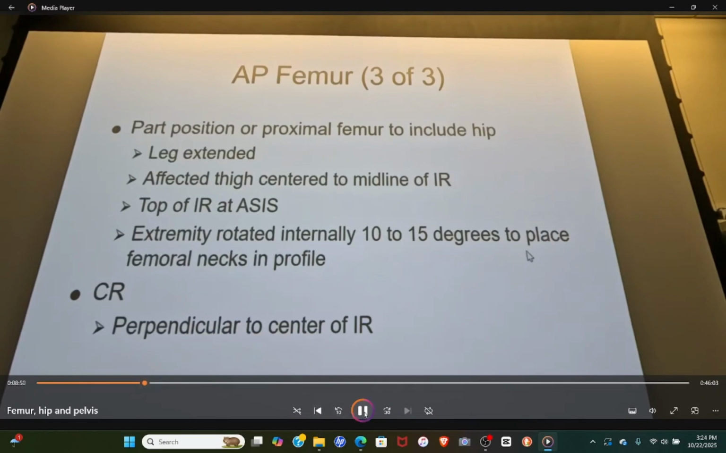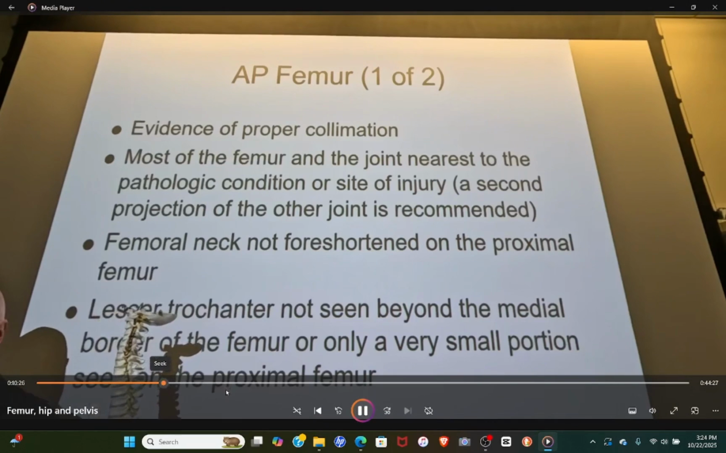Yeah, so see, the previous edition, which is where these slides came from, had a 10 to 15 degree angulation. I think these were from 2019, which would have put them in the previous edition.